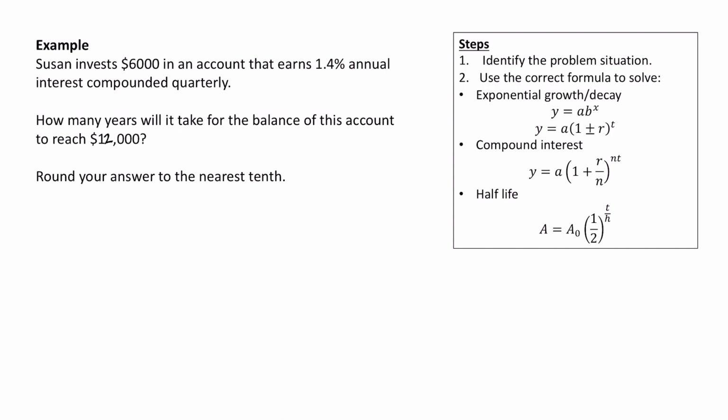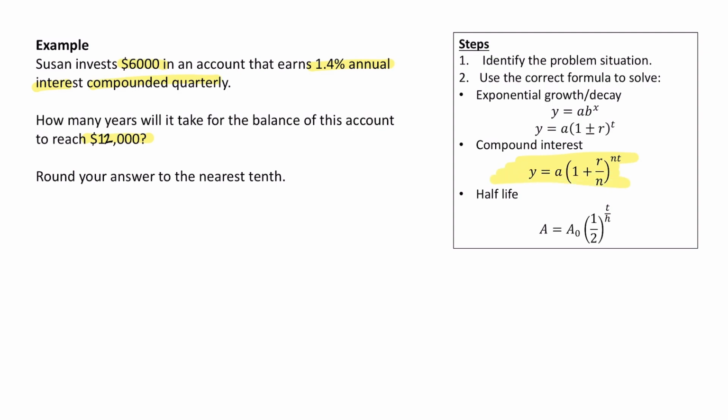So in this problem, it says that Susan invests $6,000 in an account that earns 1.4% annual interest compounded quarterly. How many years will it take for the balance of the account to reach $12,000? Round your answer to the nearest tenth. So for compound interest, we're going to use this formula.